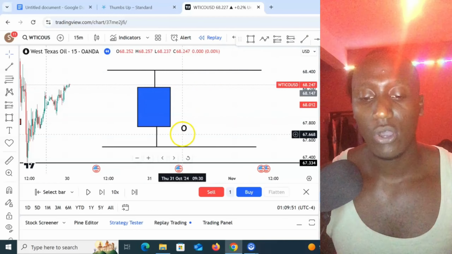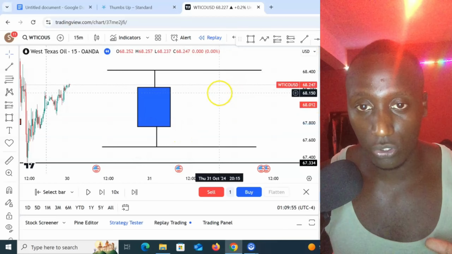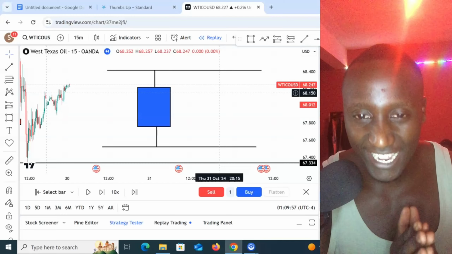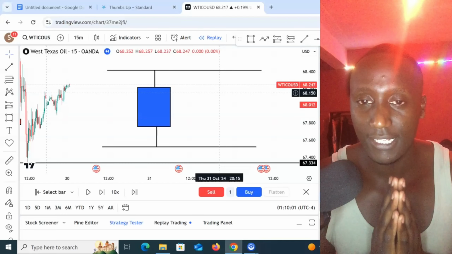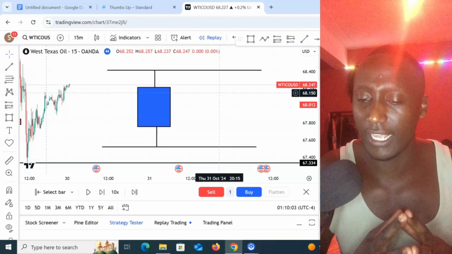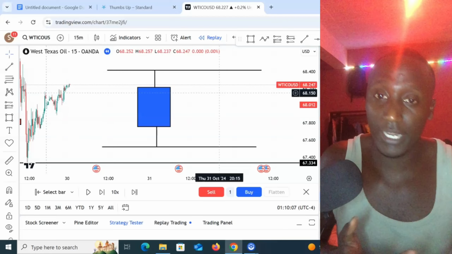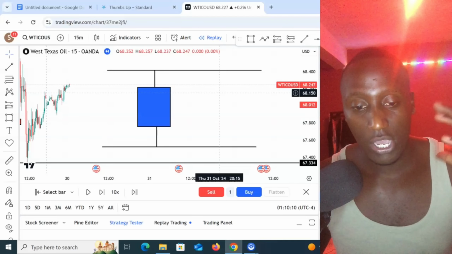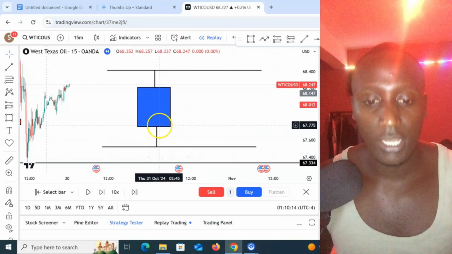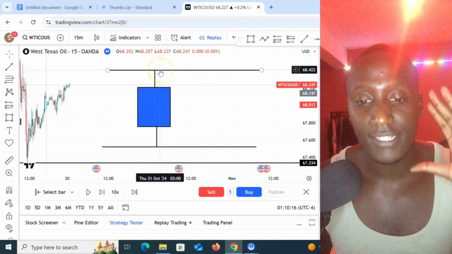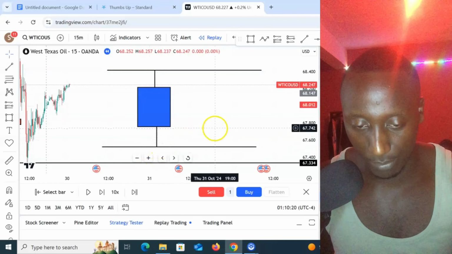All right, so why is this important? This is important because in order for you to identify high quality levels, you need to understand those levels. Like, why is this level a key level? Because there are so many levels you could choose. So this is how you start filtering out. If you have a candle, the high is the resistance and the low is the support.